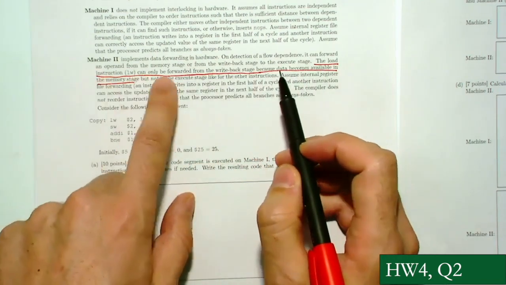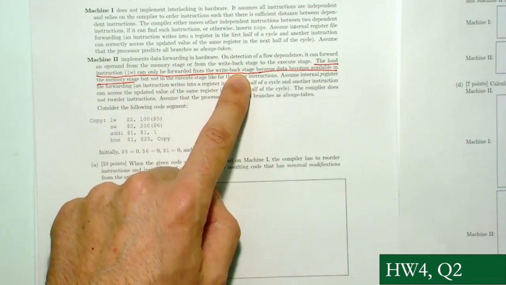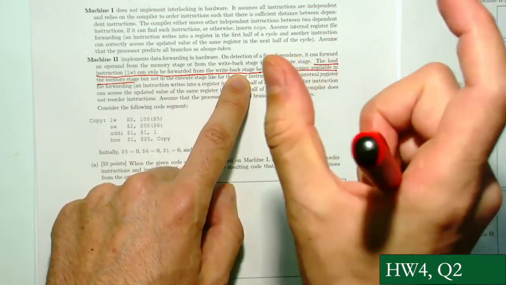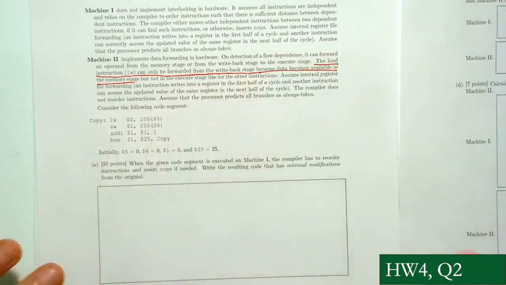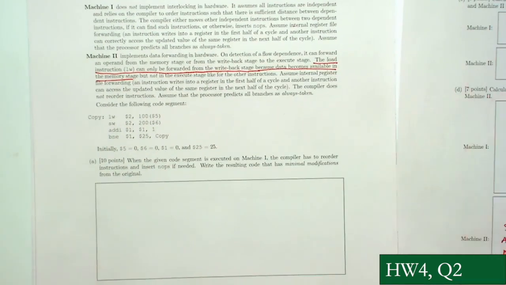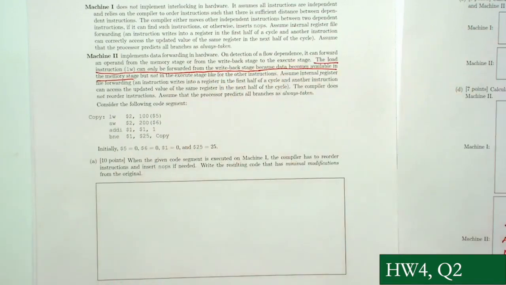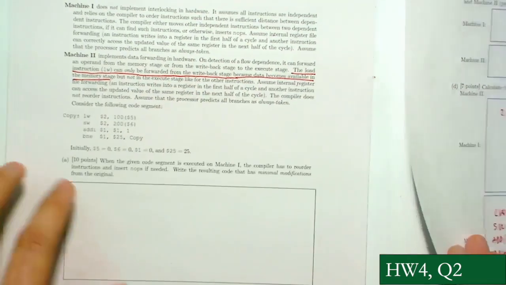So the load instruction can only be forwarded from the write back, because the value is ready in the memory stage, so in the next stage you can forward to the execution stage. Yeah, the underlying details are not specified, but we have to assume that we can do what is specified in the question, basically.